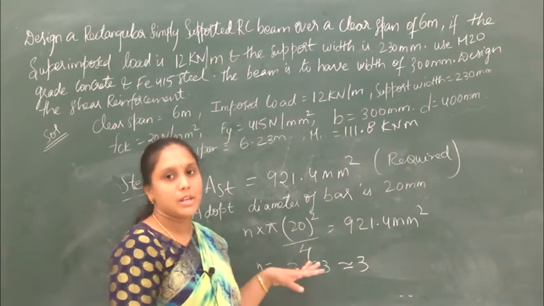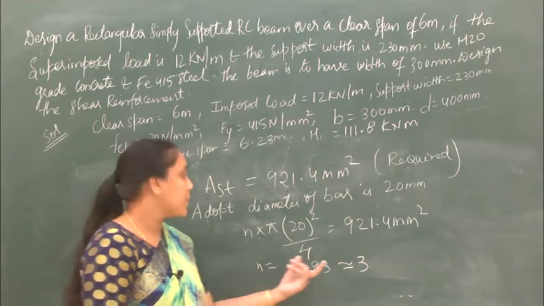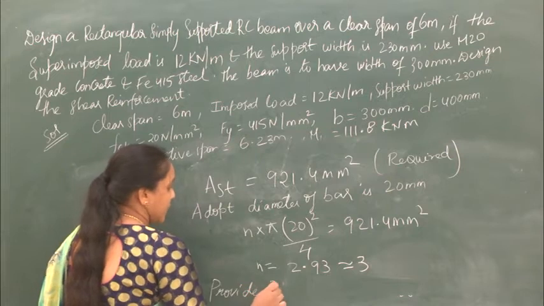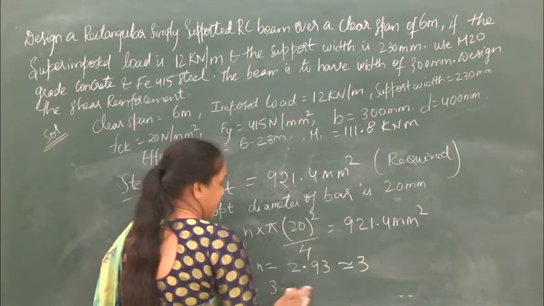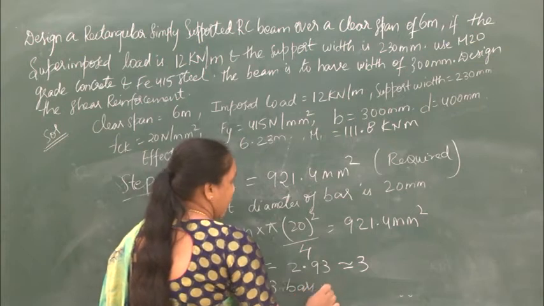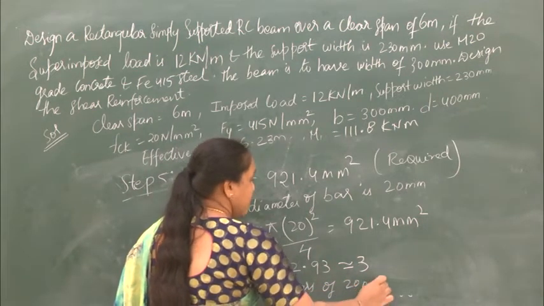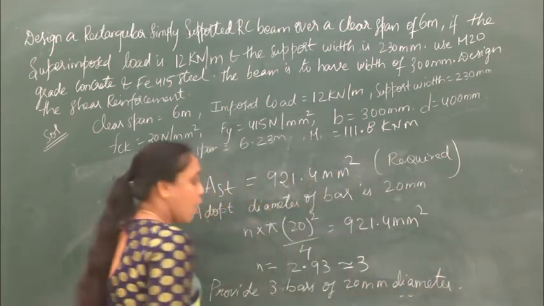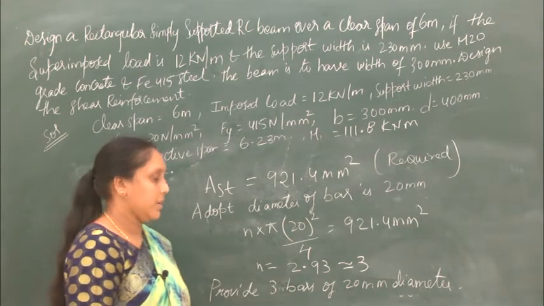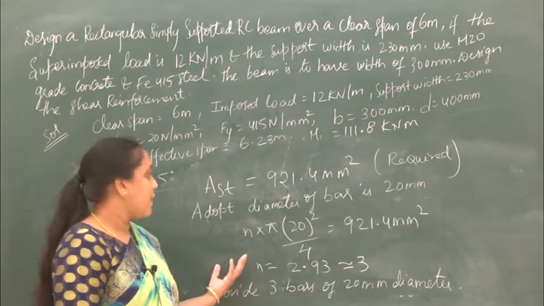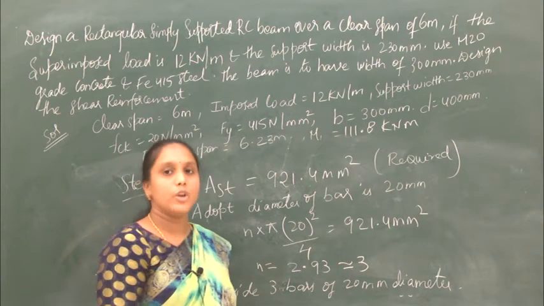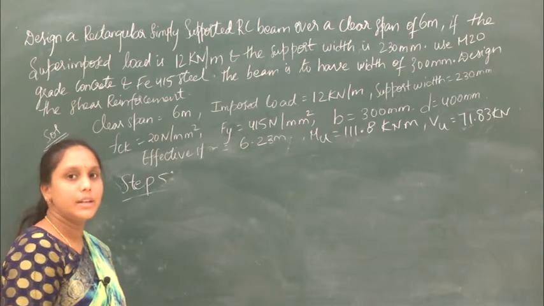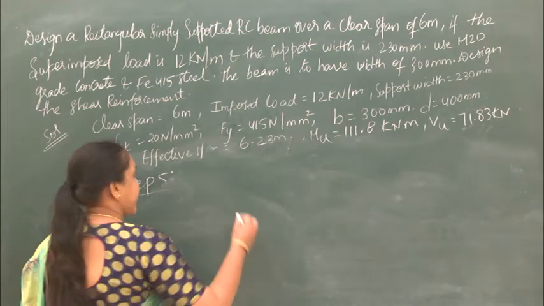So how many number of bars am I providing here? I am going to provide 3 number of bars. That is, provide 3 bars of 20 mm diameter. So let us find out the area of steel which is provided. Now let us calculate the area of steel which is provided.